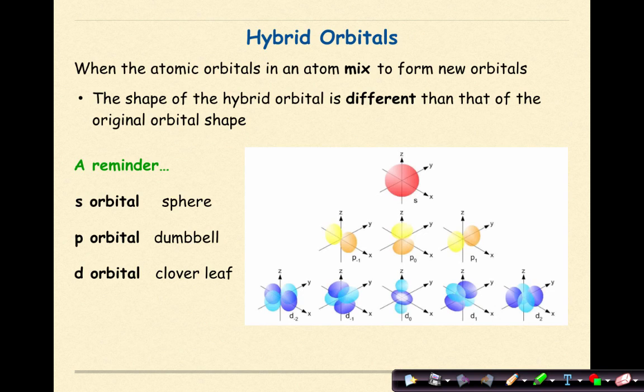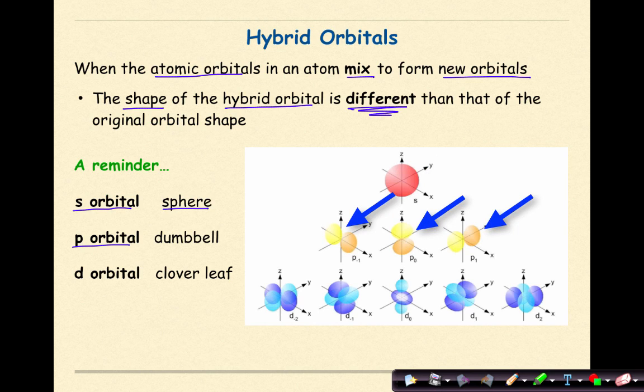Now let's talk about hybrid orbitals. When the atomic orbitals in an atom mix to form new orbitals, the shape of the hybrid orbital is different than that of an original orbital shape. Just so we all remember, an s orbital is represented as a sphere, which we can see right here. A p orbital is represented as a dumbbell, and remember we can have these dumbbells on the x, y, and z axis. And the d orbital is represented as a cloverleaf and other interesting models.